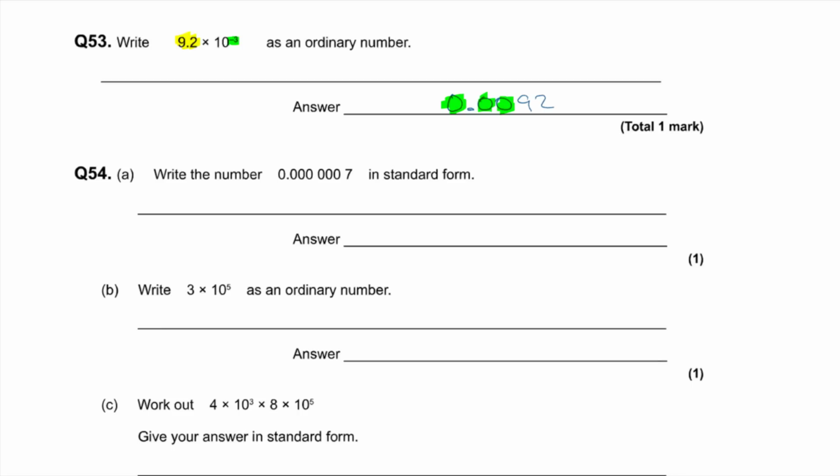54A, write the number 0.000007 in standard form. So I'm going to do the opposite of what I just did then. I'm going to count the number of leading zeros: 1, 2, 3, 4, 5, 6, 7. So my number is going to be times 10 to the minus 7.